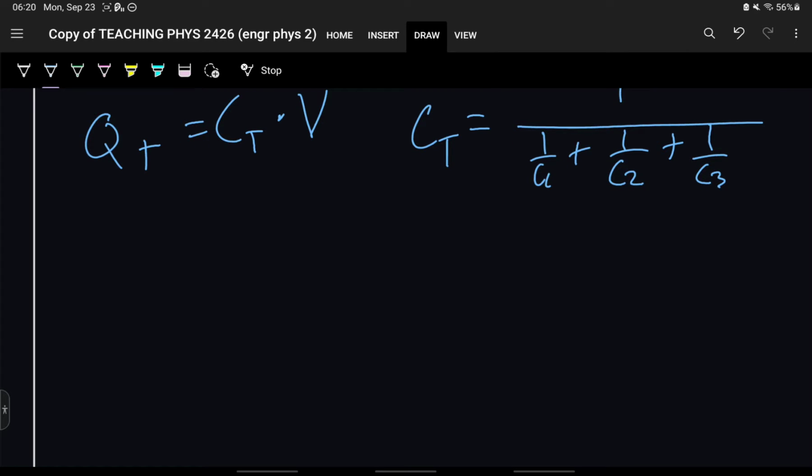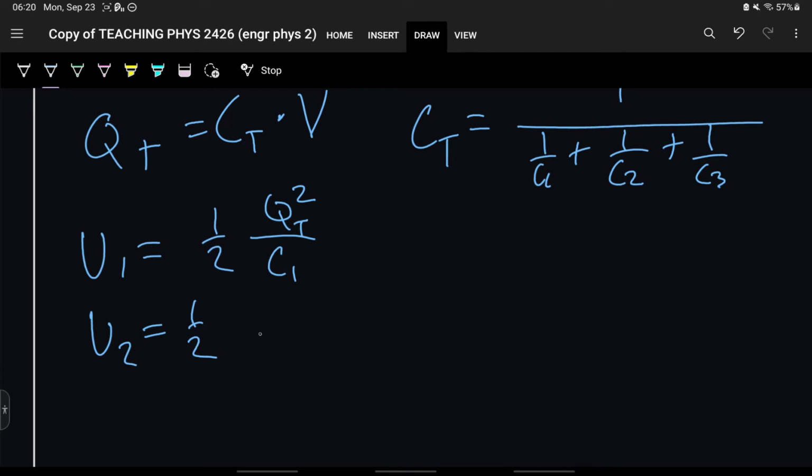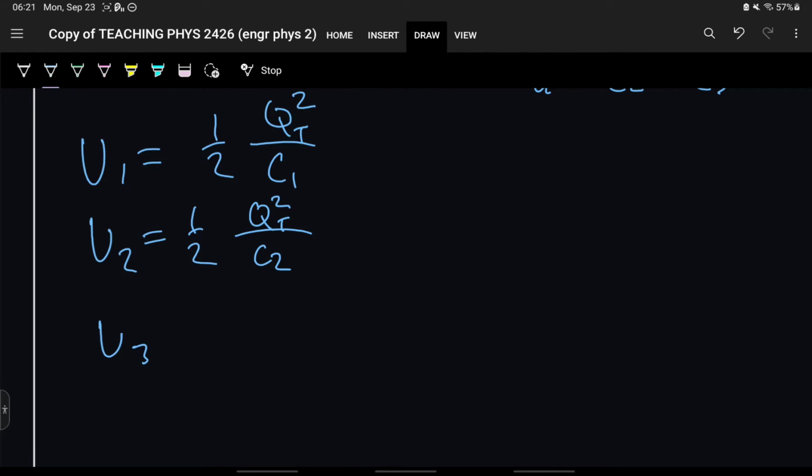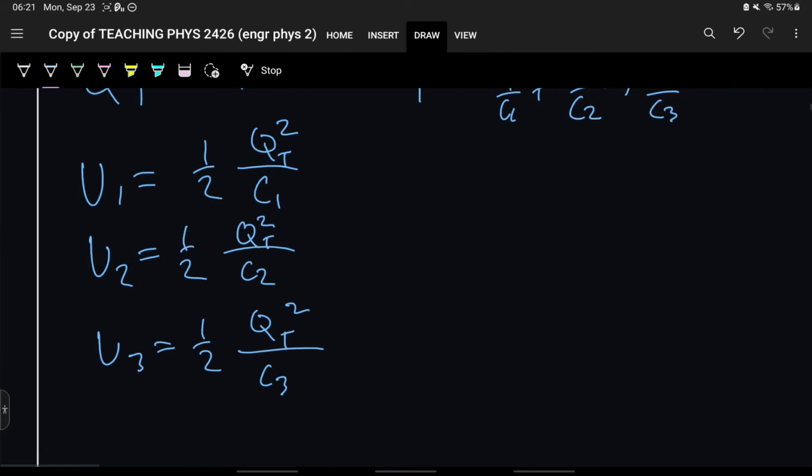So now we can calculate the energy stored in the capacitor using the formula. For capacitor 1, we have U1 is equal to 1/2 times Q sub T squared, all divided by C1. And then for capacitor 2, we have U2 is equal to 1/2 times Q sub T squared, all divided by C2. And then for number 3, we have 1/2 times Q sub T squared, all divided by C sub 3. And those are our answers right there.